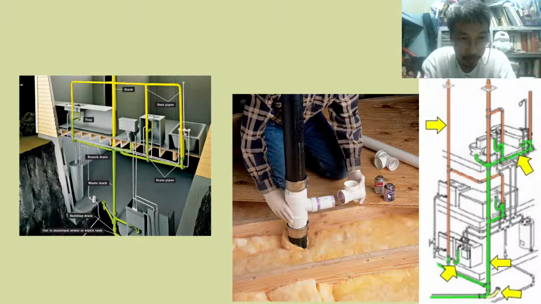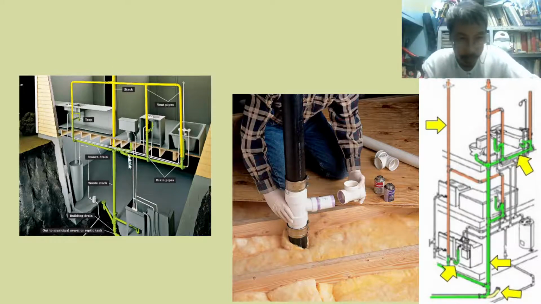Next to that, the third one from the bottom, is the waste stack. A waste stack is actually a stack pipe. The difference is that a stack could include both waste and vent, but when we call it a waste stack, it only involves waste. There is no vent. Connected to it, on the upper part of this diagram, is our vent going up.